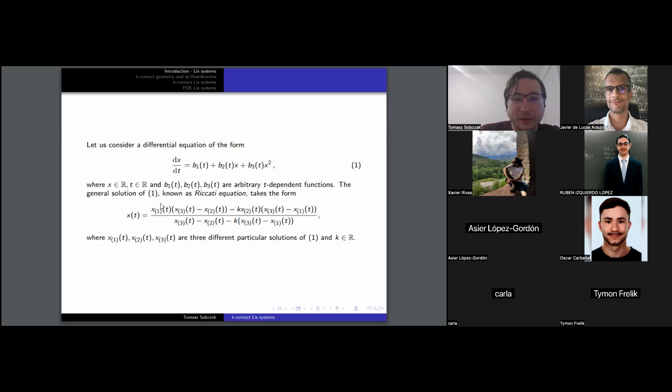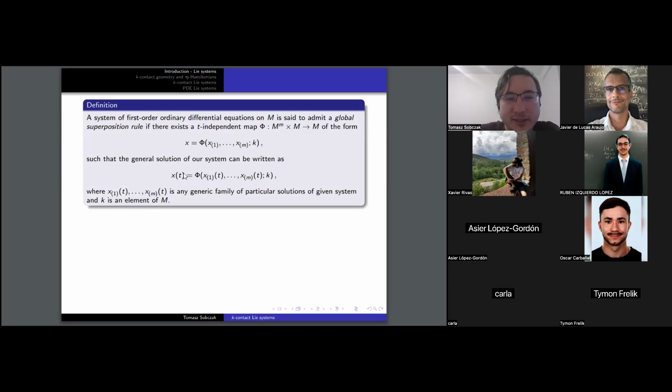So just to have a definition in mind, we say that a system of first order ordinary differential equations on M has a global superposition rule, and this is the difference I will talk about a little bit further between the global and the local superposition rule, meaning in this case we can recreate all possible general solutions via a time t independent map, which takes m particular solutions and some constant, an element of M, and generates all possible solutions.